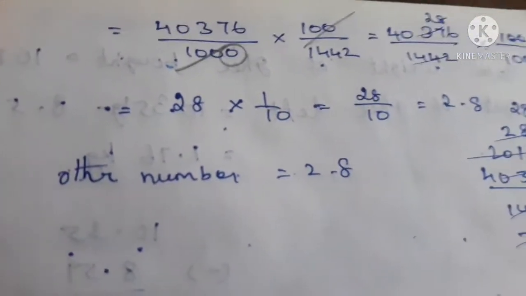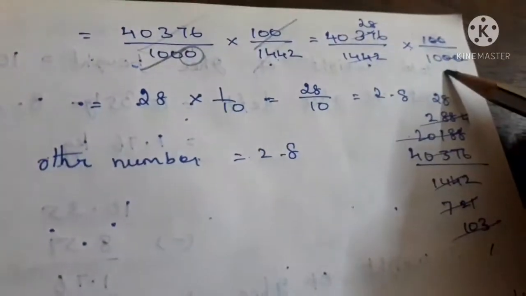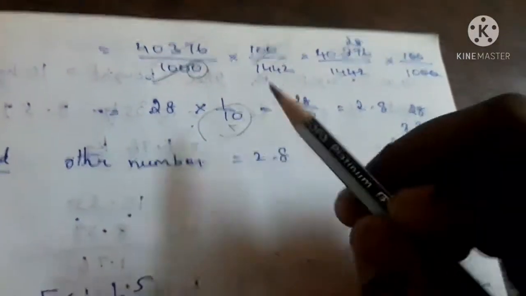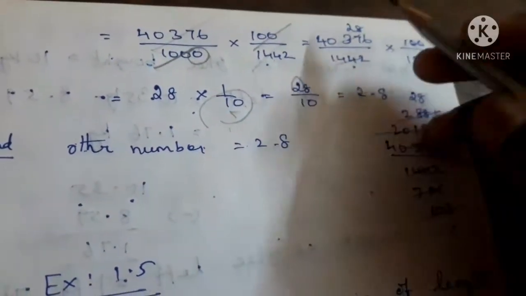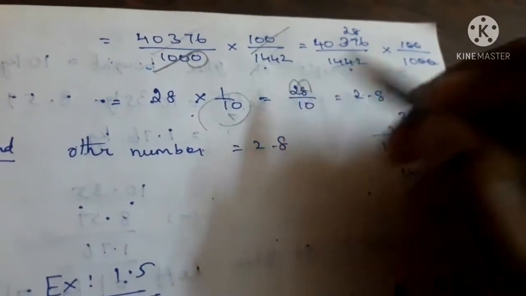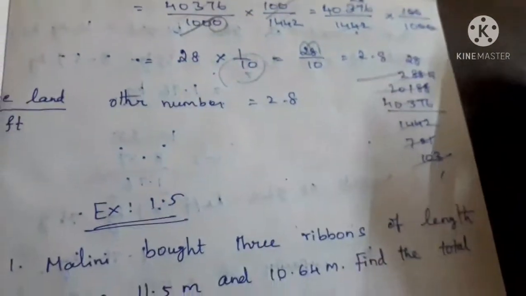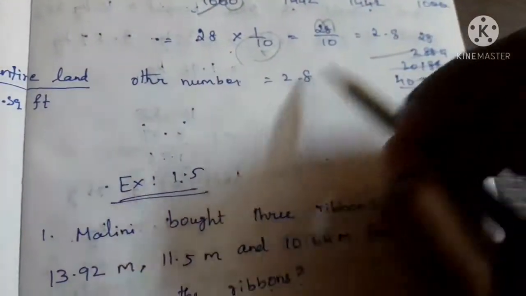Okay, remaining. After calculating this and this, you will just divide it by 10. So the answer will be, you should just move the point one time. From here to here you should move one time, so it is 2.8. The other number is 2.8.